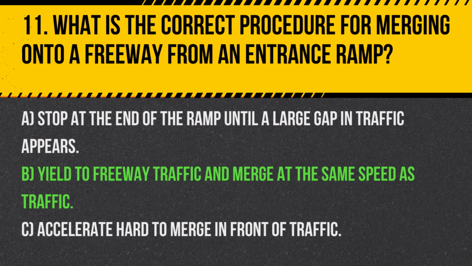Answer: B. Yield to freeway traffic and merge at the same speed as traffic. Matching speed facilitates a safer and smoother merge.